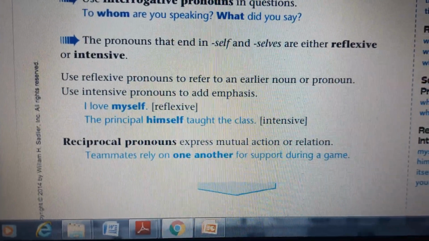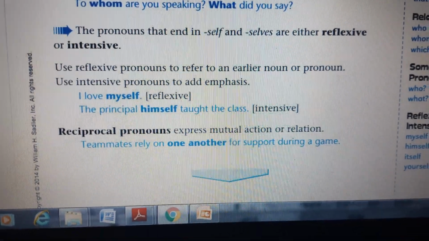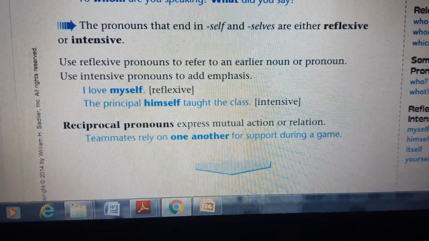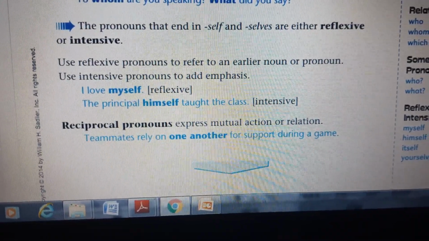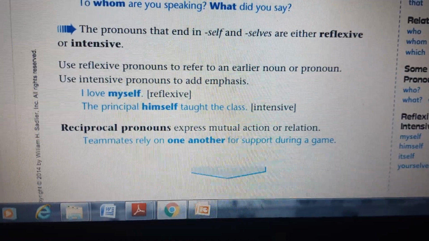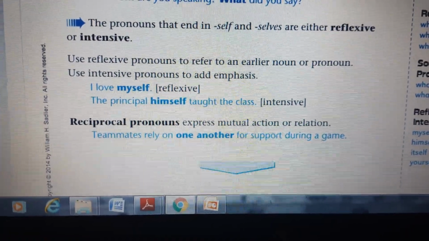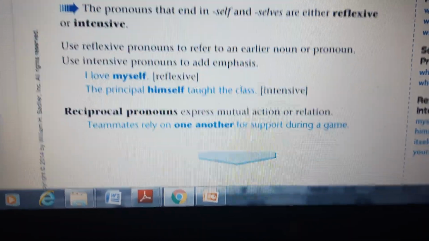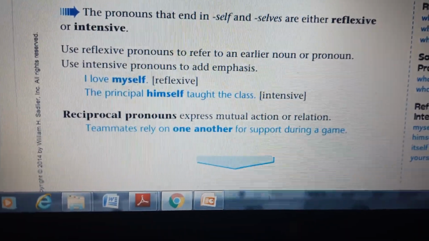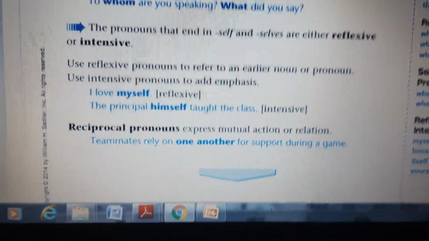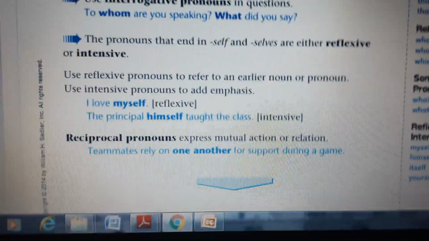So the last one: teammates rely on one another for support during a game. This is "one another," which expresses a reciprocal action or relation. Maybe you know this one. I think this is very common, but you don't know it's a pronoun. So I just want you to study this very well. It's easy. I know it's easy.